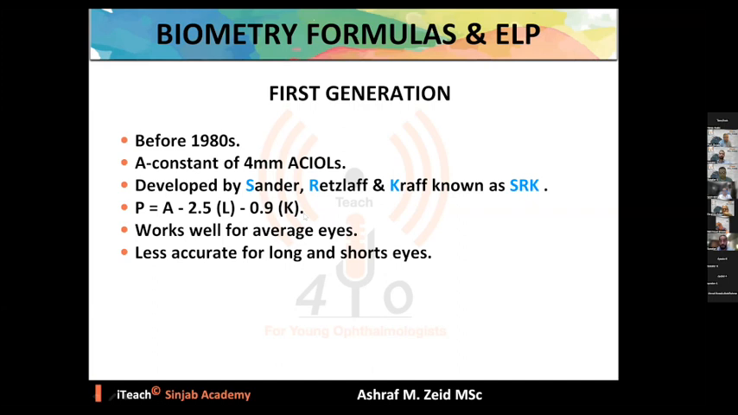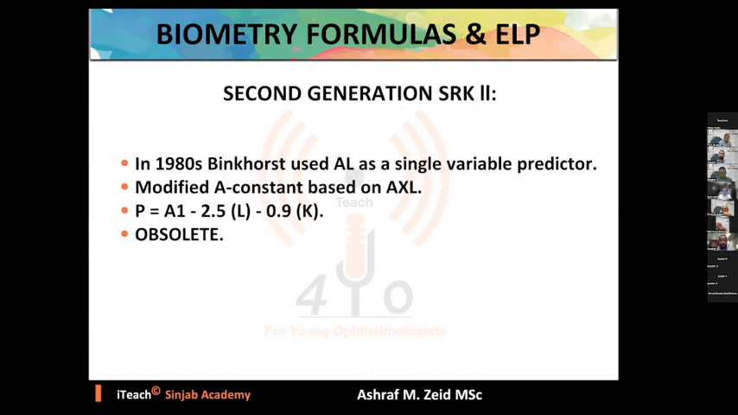It works well for average eyes, but it's less accurate for long and short eyes. Second generation formula, in the 80s, Binkhorst used the axial length as a single variable predictor of the biometry. The modified A constant was based on the axial length. The power is A1, which is the modified A constant, minus 2.5 the length, minus 0.9 the K readings, and this is almost obsolete, although some people use it in pediatric calculation.